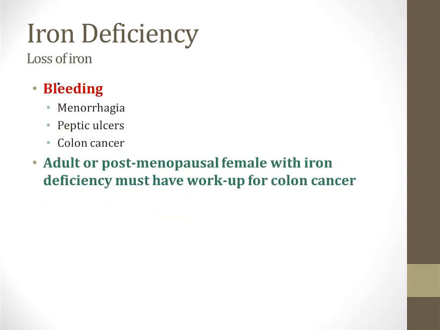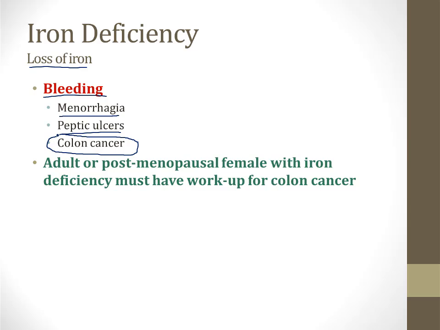The most common cause of iron deficiency, however, is loss of iron from bleeding. For example, women who have heavy menstrual periods can become iron deficient. Patients with peptic ulcers can bleed into their stomach and become iron deficient. And then finally, colon cancer is a very important and dangerous cause of iron deficiency. Sometimes the colon cancer is asymptomatic and the initial presentation is an iron deficiency anemia.